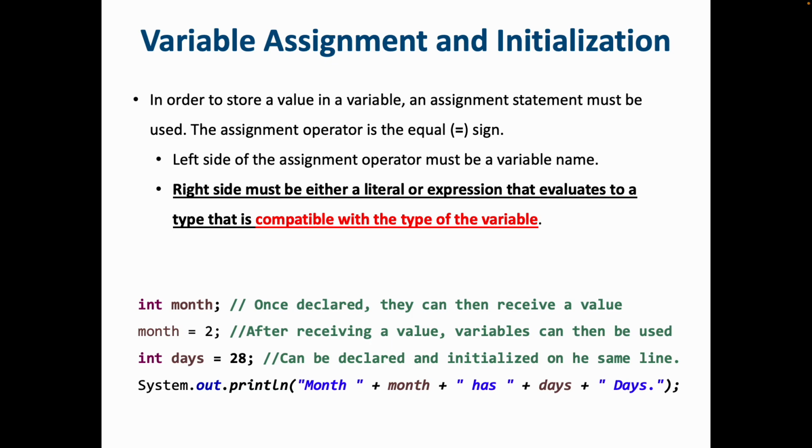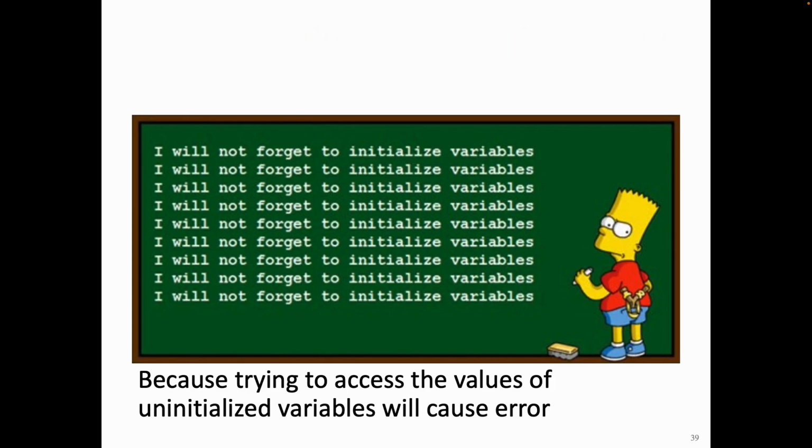Once I assign a value to a variable, I can use it in anything, like I can print it and so on. But if I attempt to use a variable without initializing it, I will get a compile error. Java will say, okay, you reserved room in memory for this integer value, but you didn't assign any value, so it will not run.